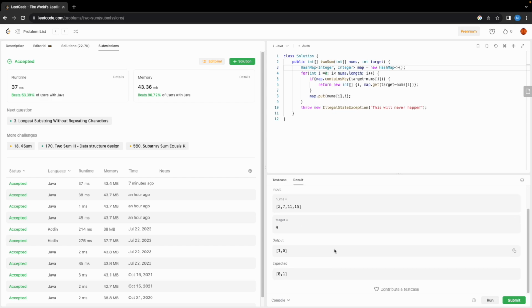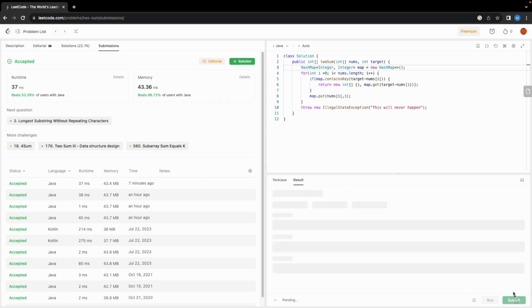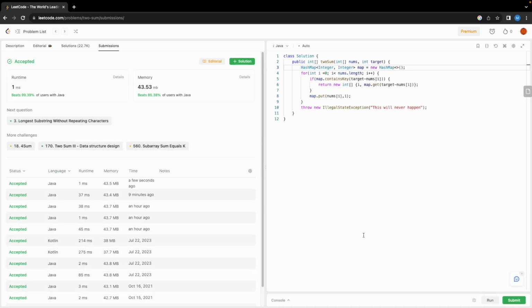Okay, so let's submit and see. Yeah, if you see here clearly, the previous answer took 37 milliseconds, whereas the current one took just 1 millisecond. So with this hash map optimization, we saved a lot of time.